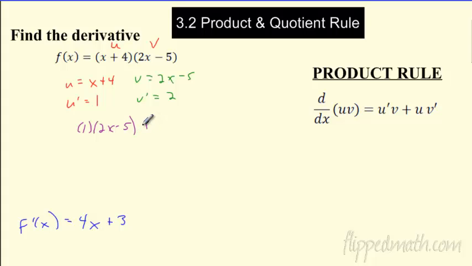And then I'm going to add the original, x plus 4. It's got to be in parentheses. The whole thing's in parentheses. And what is the derivative of v? 2. Excellent. So if I clean this up a little bit, distribute the 1, you get 2x minus 5. Distribute the 2 over here, you get 2x plus 8. Combine like terms here, and what do I get? 4x plus 3. So that is the derivative. And they match. Yay, I got it right.